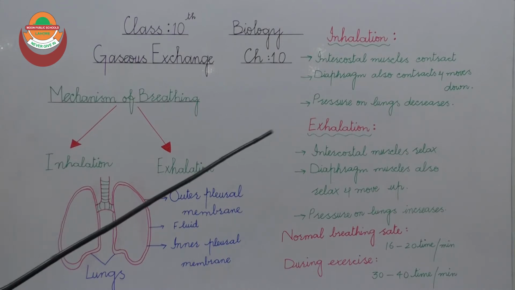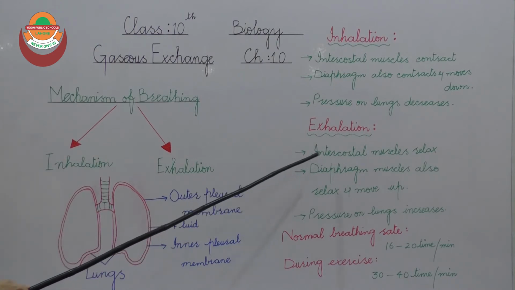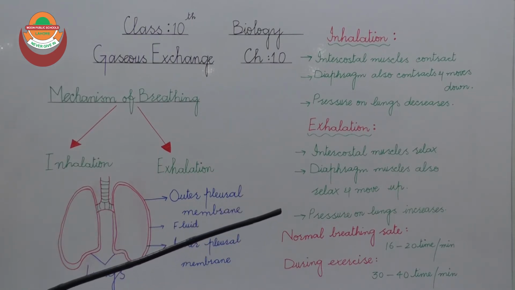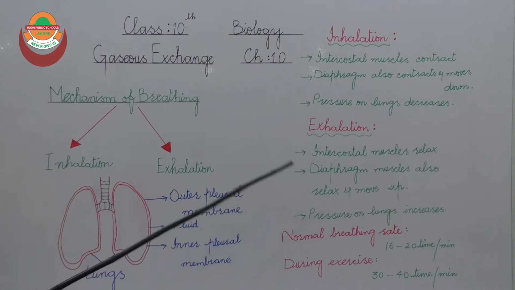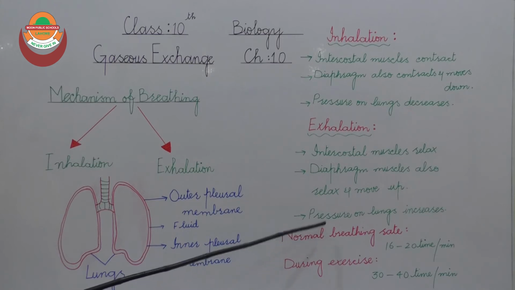The other phase is exhalation. What happens during exhalation? During exhalation, the intercostal muscles relax, and when they relax, the ribs move down. The diaphragm muscles also relax, and when the diaphragm relaxes, it comes back to its original dome-shaped position and moves up. This increases the pressure on the lungs as the volume decreases. So again, to equalize the pressure between the lungs and the environment, we exhale air. During exhalation, the impure air is expelled out of the body.